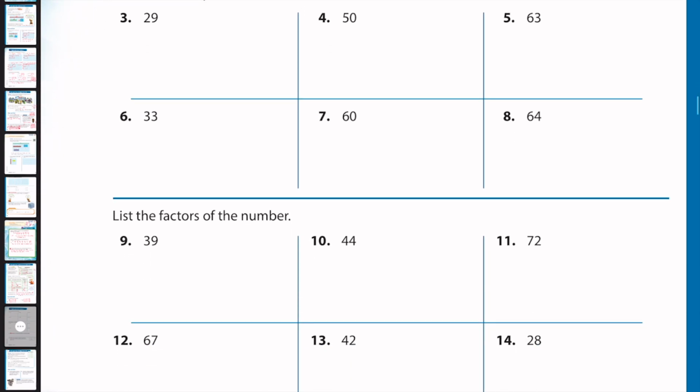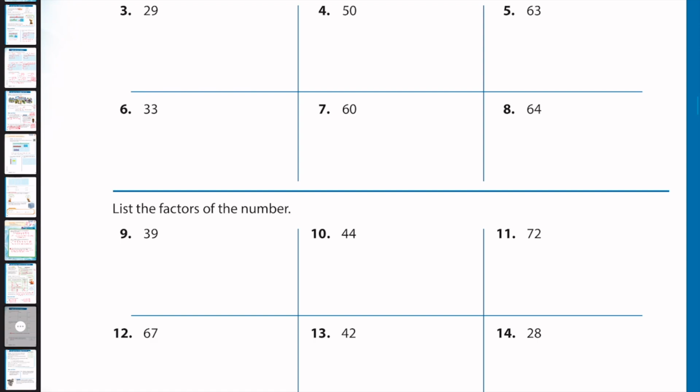Now find the factor pairs for the number. Okay, again, it's going to be easy, but I want you to pause your video and do it yourself and come back to check your answer. Okay? If you get it wrong, you know what to do, right? You can rewind my video and listen again.